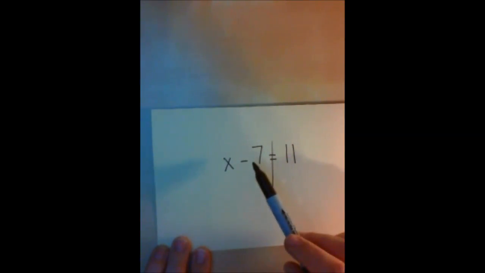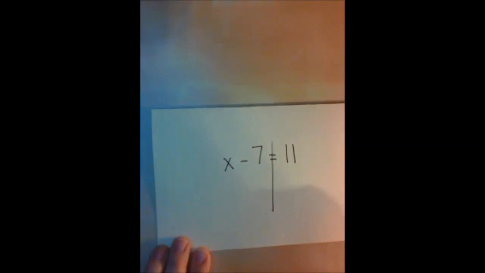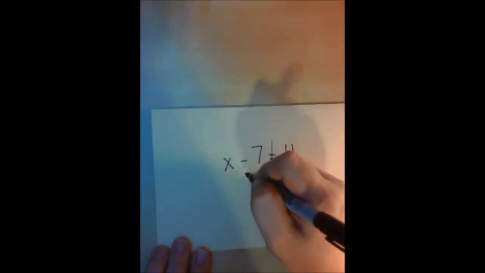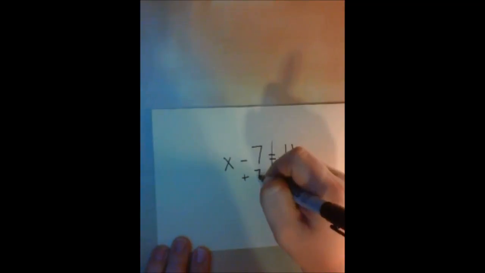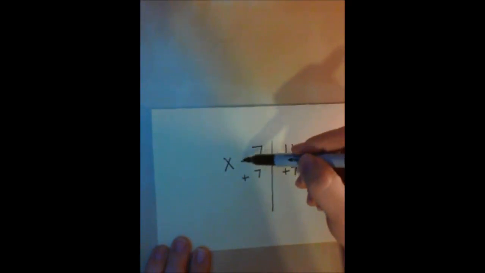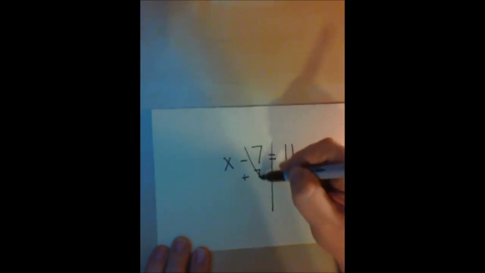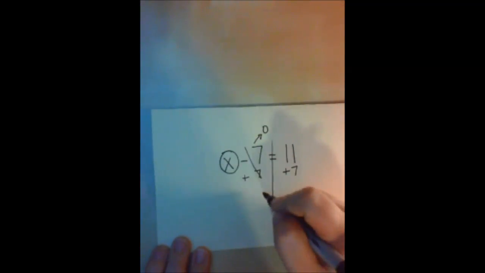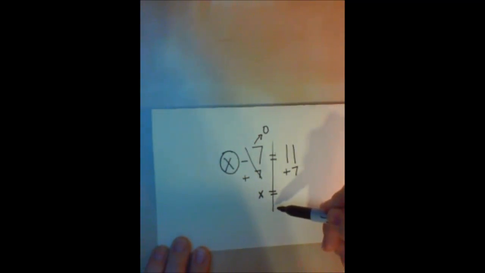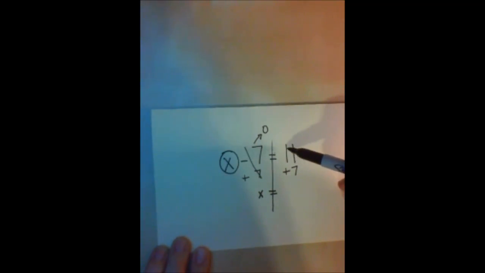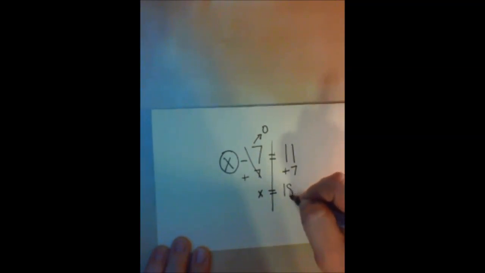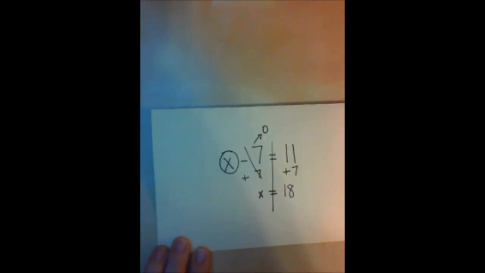If you're subtracting 7, you want to do the opposite of subtracting, which would be adding. And I have that vertical line, so I make sure I do it once to the left and once to the right. The reason I add 7 is a minus 7 and a plus 7 add to 0, leaving just that x over there. The equal sign travels down that vertical line, and on the right side we have 11 plus 7, which is 18. So the solution to this would be x equals 18.